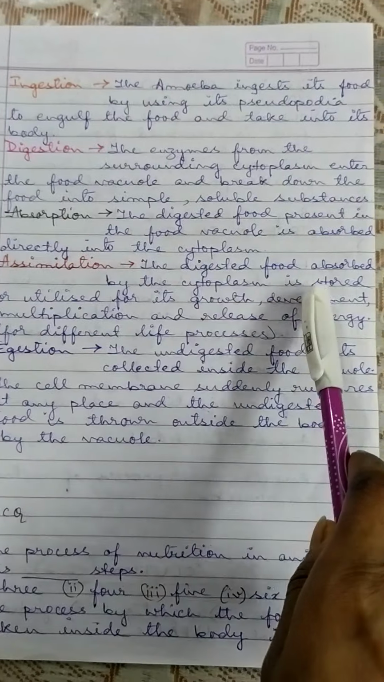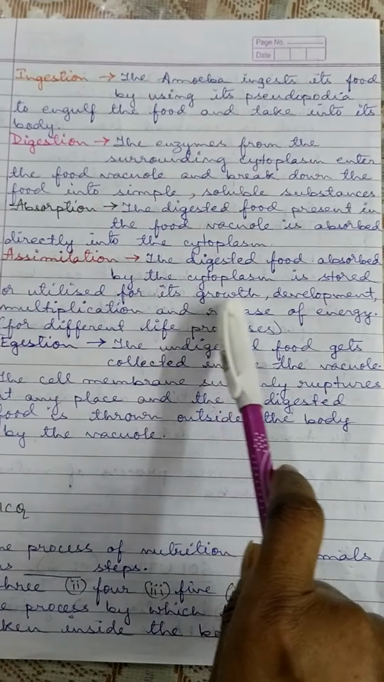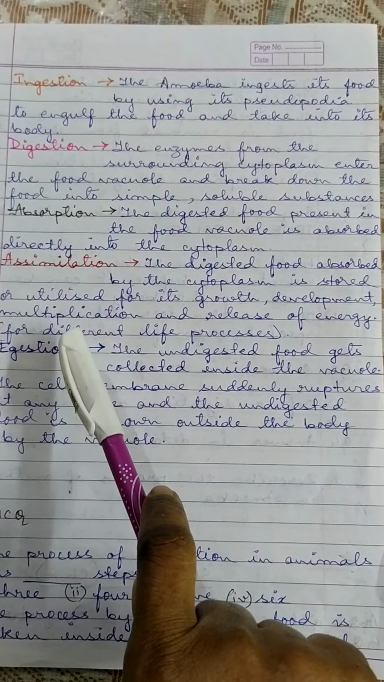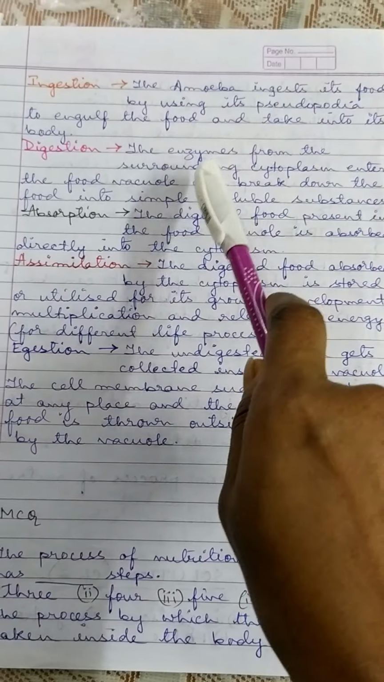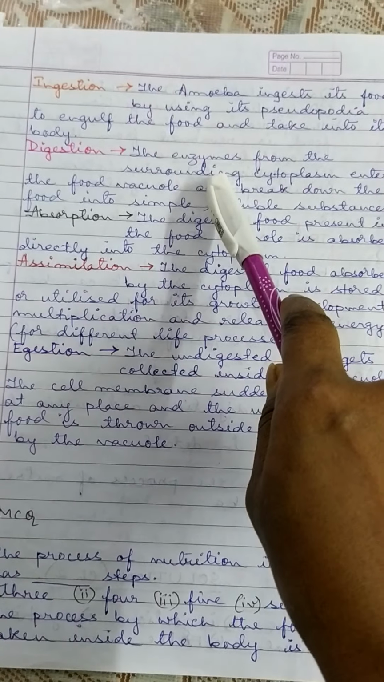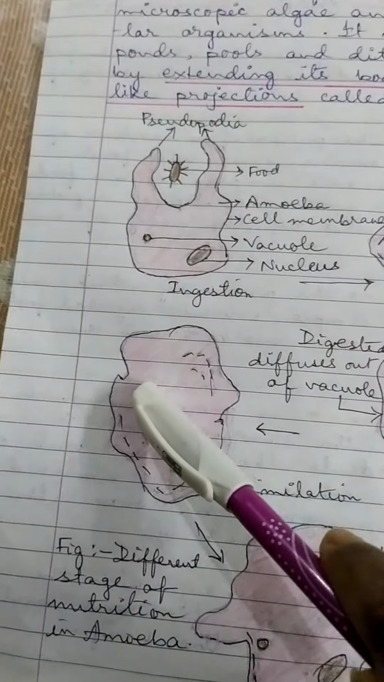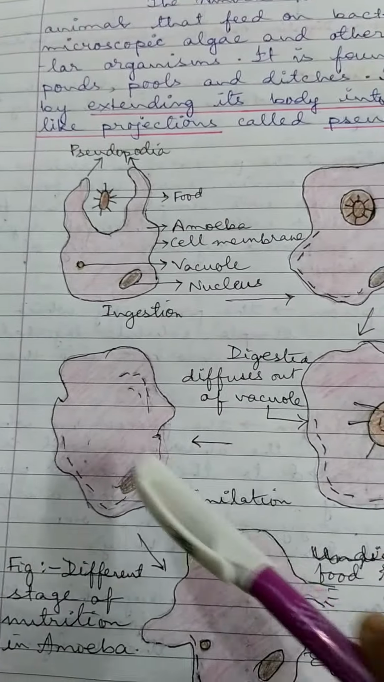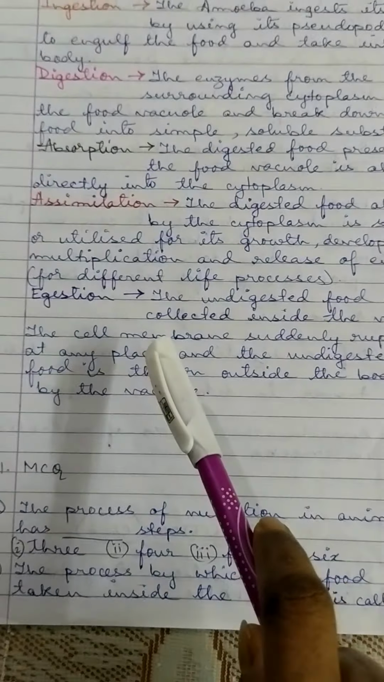The digested food absorbed by the cytoplasm is stored or utilized for growth and development, multiplication and release of energy for different life processes. Whatever energy has been received after digestion and absorption needs to be transported in its body, and there it grows, utilizing its energy. And the last stage is egestion.